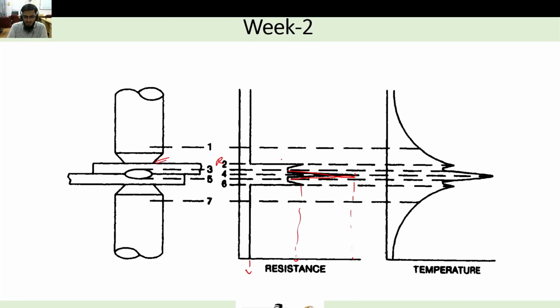So this is how the resistance will be varying, and due to this resistance the energy will be generated, I square RT, and accordingly the temperature of your sample will be rising, and this is how the temperature will be varying. So temperature at this interface will be maximum, and then here it will be medium, and then here it will be very low, because this is water circulated. We are circulating water here, so it will be cold only. So the temperature will be very low.